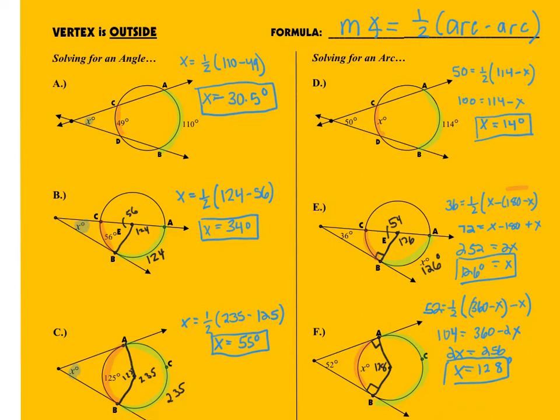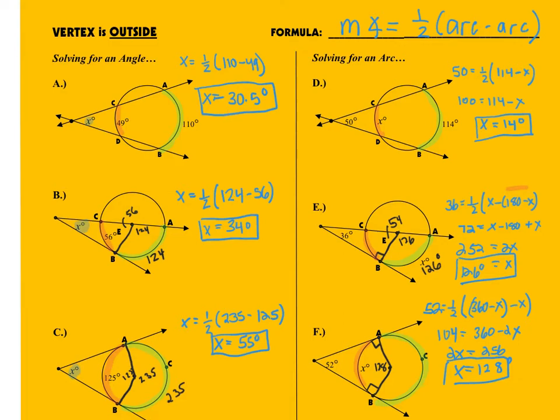So if we take a look at letter A, we are looking for this angle here, and this one's pretty straightforward. We're looking for this angle. And so that is going to be 1/2 of this arc, which is 110, minus this arc, which is 49. And that's going to give us 30.5 degrees.